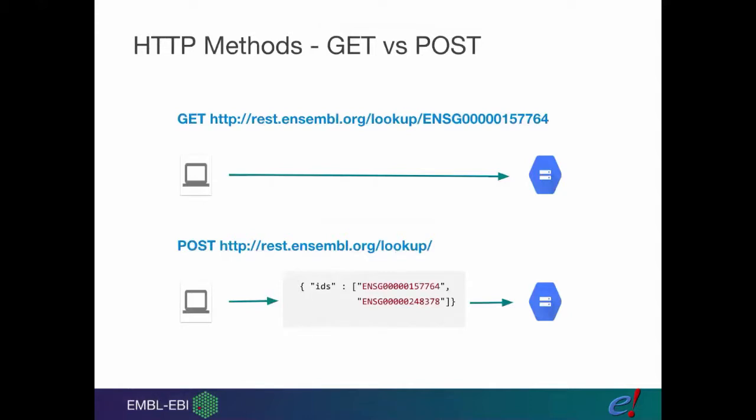There are two kinds of methods. All of the endpoints we've looked at so far are what are called GET endpoints. GET endpoints basically allow you to put in one item, and you get back the data for that one item. POST endpoints allow you to put in a list.